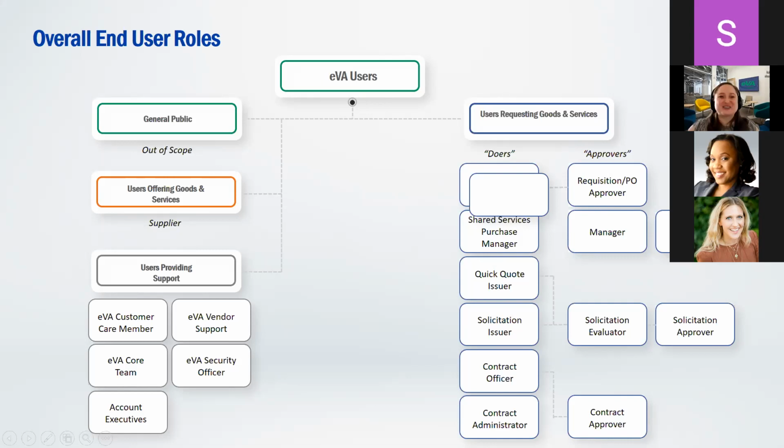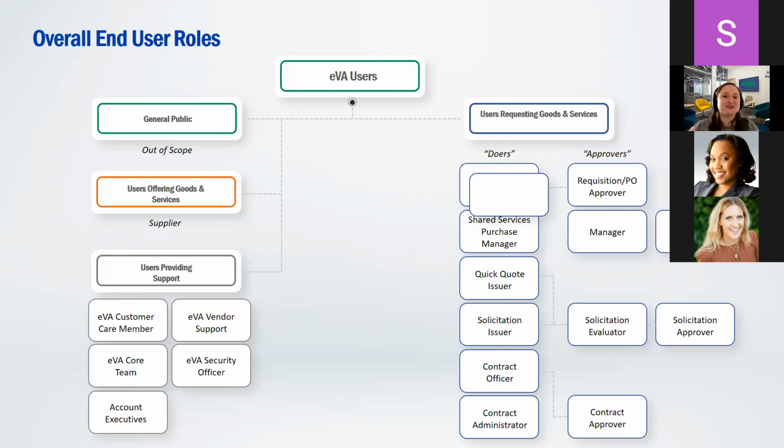You can tell that we've got them grouped into 4 different categories, starting with the general public over there on the left, quickly identified that is out of scope for training. But we do then have users offering goods and services to users requesting goods and services. And in colloquial terms, we might call them buyers and sellers. But of course, here we have very specific differences between these roles.